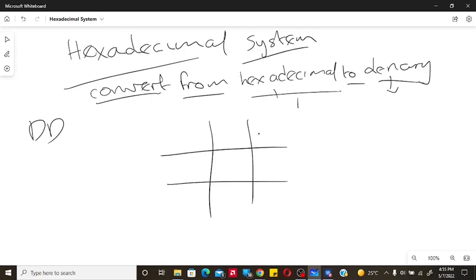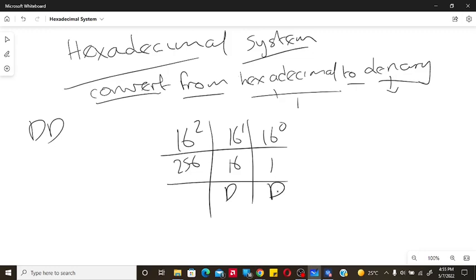In the first row, you write your base, 16, 16, and 16. Then you increase it in powers of 0, 1, and 2. Then you evaluate this. So 16 power 0 is 1, 16 power 1 is 16 itself, 16 power 2 is 256. Then you write the number you're trying to convert, D and D. In the final step, you simply multiply, then you add them.